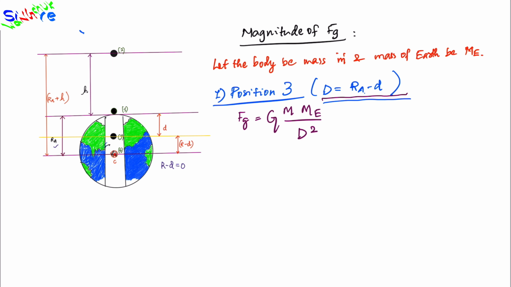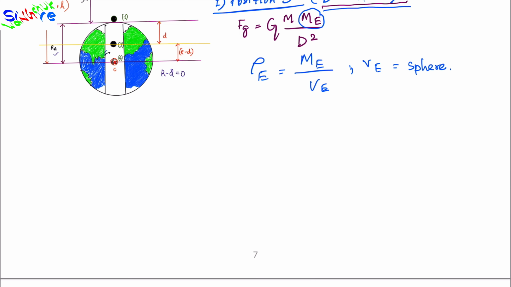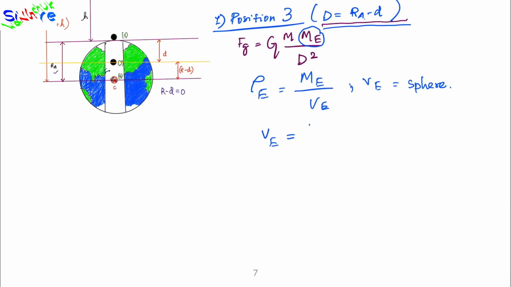First, let us compute the mass of the earth. Considering that the density of the earth is the same throughout, the density of the earth is just equal to the mass of the earth divided by the volume of the earth. And here we should also consider the earth to be a perfect sphere. We know that the volume of a sphere is given by 4 by 3 pi r cube. Here we can write the volume of the earth as 4 by 3 pi Ra cube.